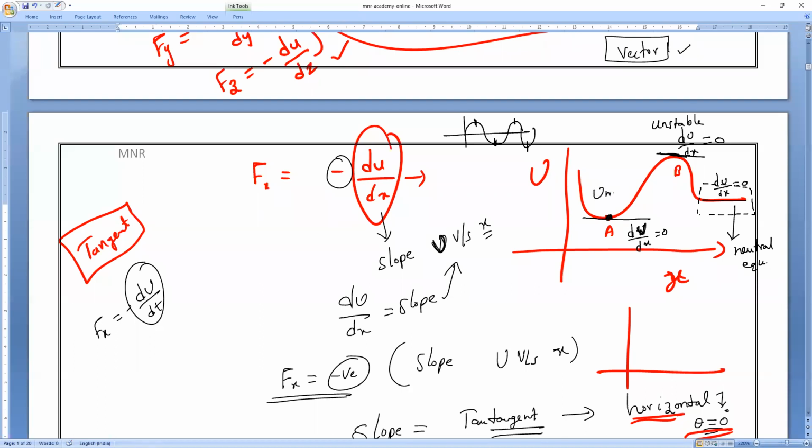So here U is minimum, so is it stable or unstable? Here it is stable equilibrium. That's all it is. So if you understand this, that's all we need.